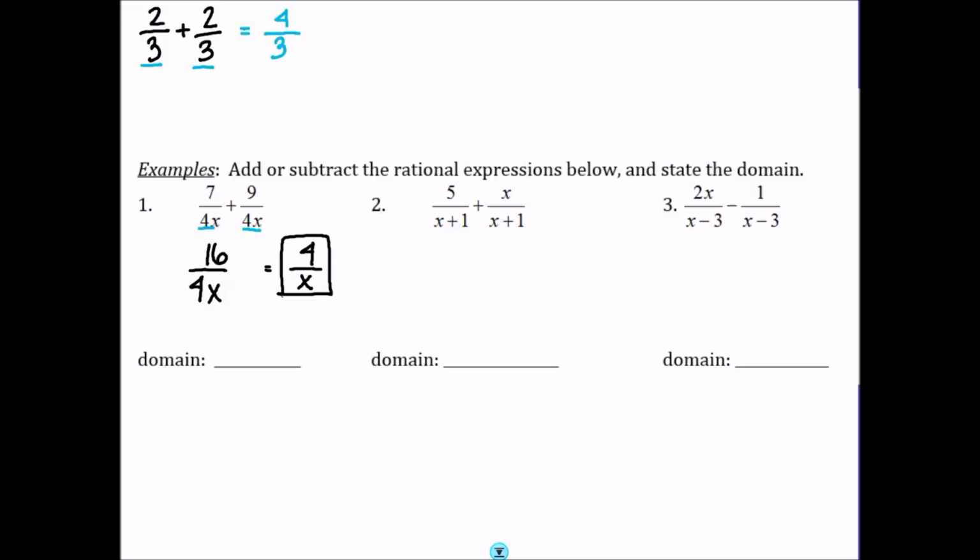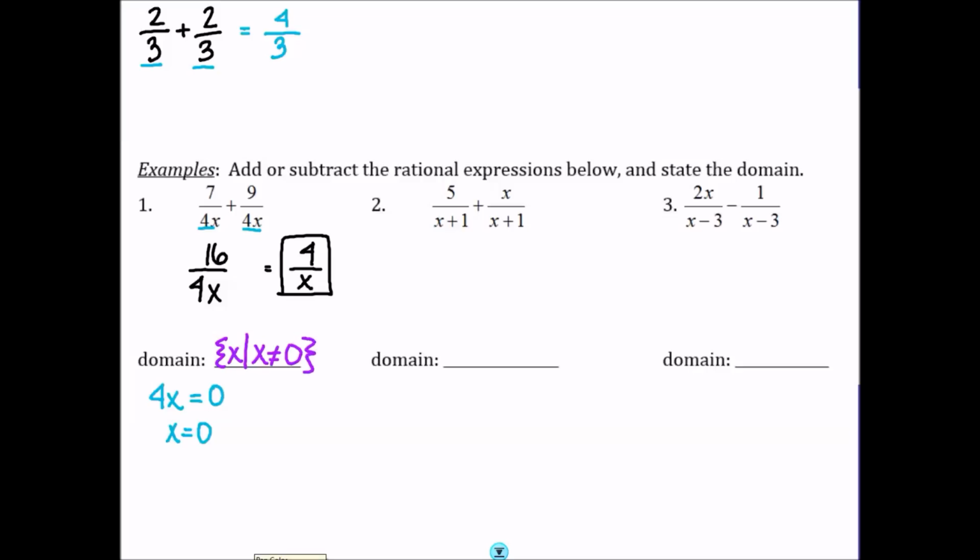We find the domain the same way we did when we multiplied, divided, and simplified. We need to look at the denominator of the original problem, which in this case was 4x, set it equal to 0, and then solve for x. So you would divide both sides by 4 and end up with x equals 0. So our domain will be x such that x does not equal 0.